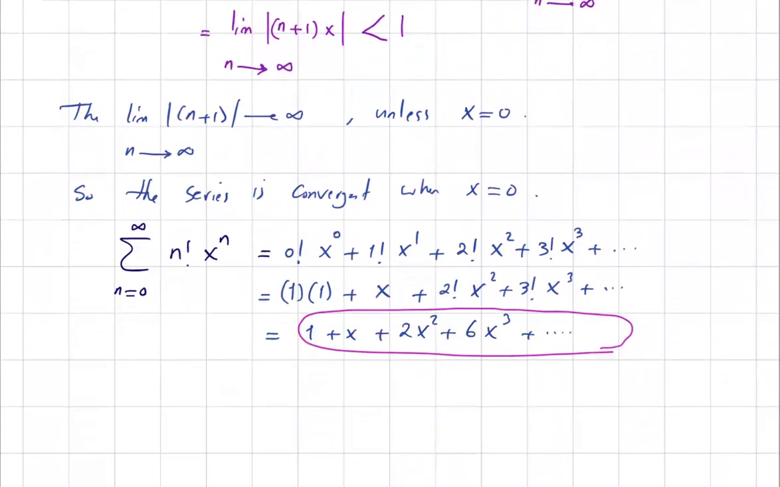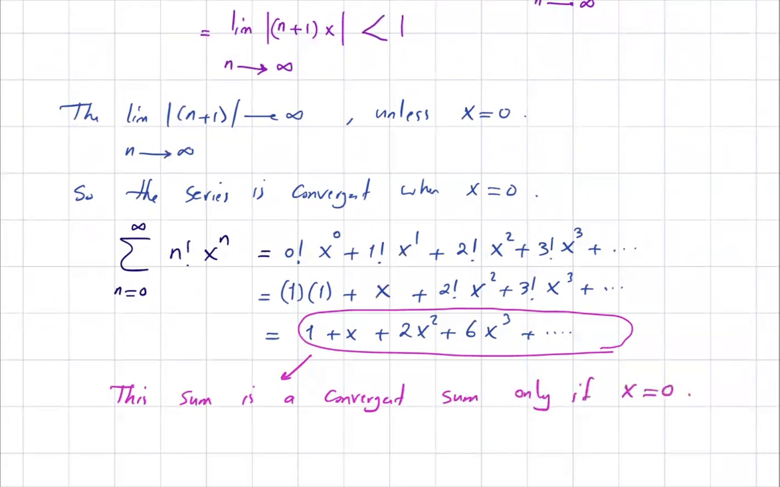This sum converges only if x is equal to 0. This sum is a convergent sum only if x is equal to 0. For any other value of x, you get a divergent series. So that's how you analyze a power series in general.